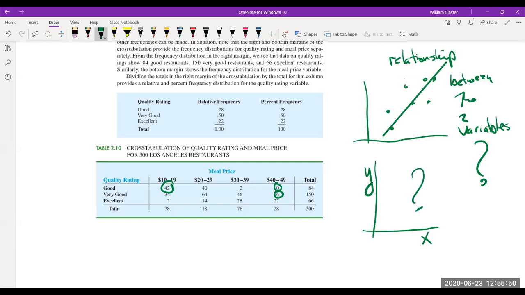But the variables here are numeric, but here they're not numeric, right? These are categorical. But that doesn't mean that we're not going to be looking for a relationship between these variables. So if you were thinking in that way, what would you be thinking about in this particular table 2.10? What would you be looking for, for example?